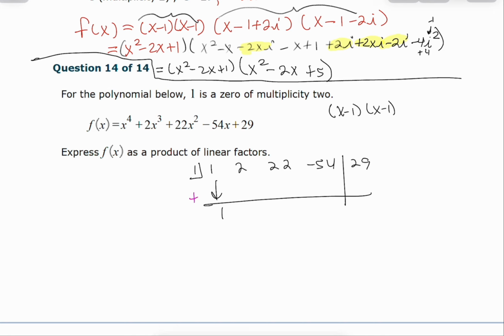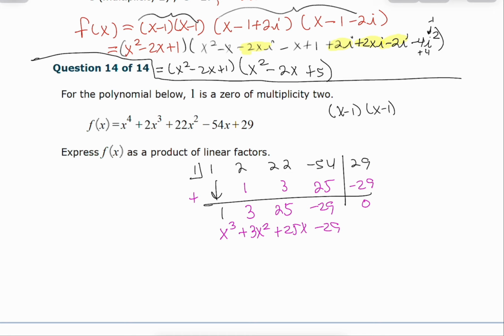So my synthetic division box is ready. So I'm going to multiply, write it down, add them up, multiply, write it down, add them up, multiply, write it down, add them up, multiply. Now you better get a 0 remainder, and we do. So now we have x cubed plus 3x squared plus 25x minus 29.